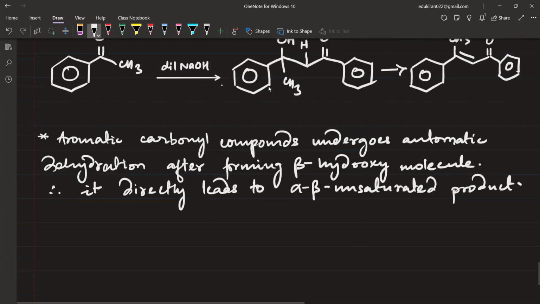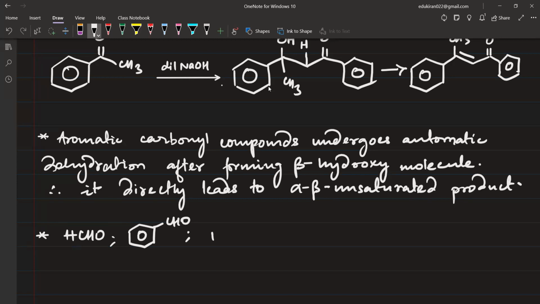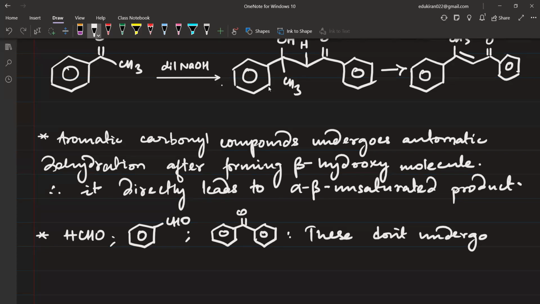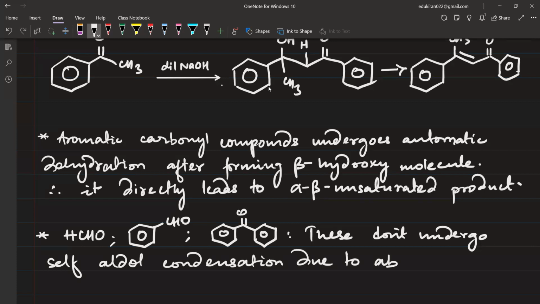Okay, write down some more points that you may not remember. HCHO has only one carbon atom, what we call formaldehyde. Then you have benzene with CHO, which is known as benzaldehyde. Then you have benzophenone, a benzene ring, double bond O, and then again a benzene ring. So all of these are carbonyl carbons which do not have alpha hydrogen. Please read. These don't undergo self-aldol condensation due to the absence of alpha hydrogen.